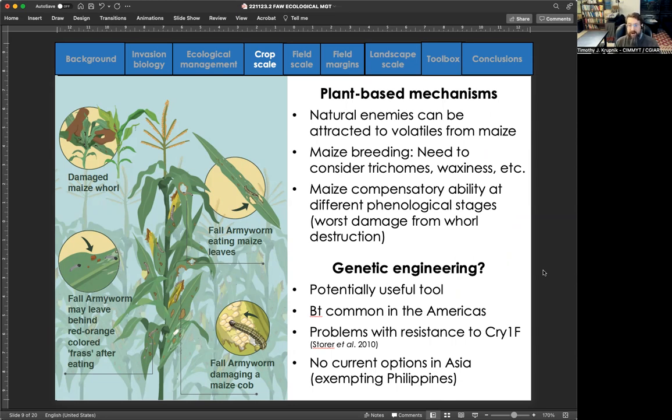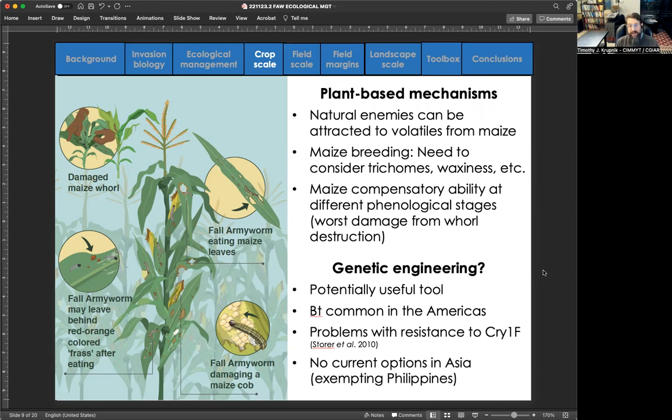At the crop scale, there are plant-based mechanisms that will be important. Natural enemies can be attracted to volatiles, for example, that are emitted from maize when maize is attacked by pests such as fall armyworm. And that's important because we want to assure that where you have challenges with pests, you are attracting natural enemies. Although this is not something that's been typically thought of or brought into breeding programs, it is a potentially important consideration for more ecological approaches.